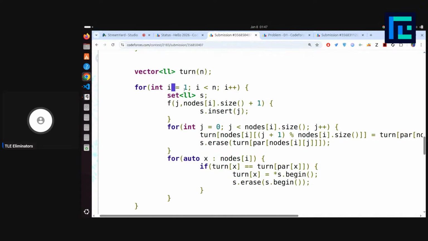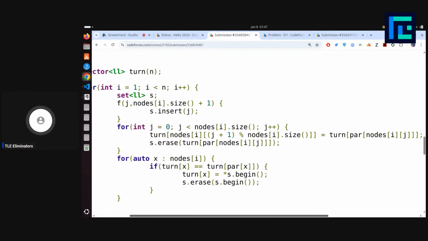So for each level, I have this set S which contains the colors which I have not yet used in the level i. So I will insert the colors from 0 to nodes dot size plus 1, because that is the maximum colors that I might require in this layer, right?